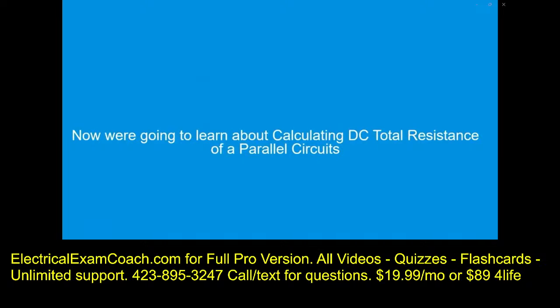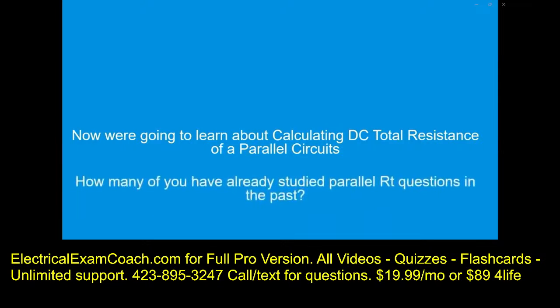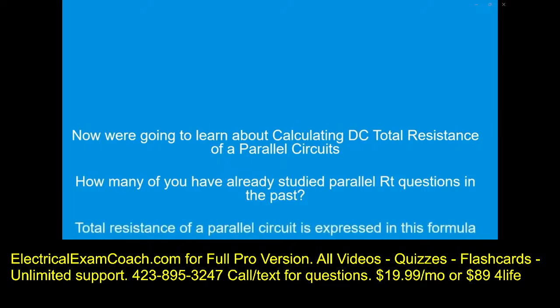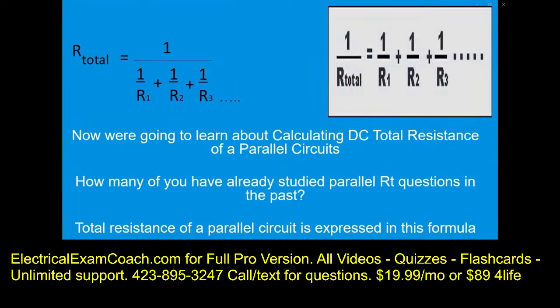We're also going to learn about calculating voltage drop across an individual resistor in a parallel circuit. How many of you have already studied parallel RT questions in the past? The total resistance of a parallel circuit is expressed in this formula. R total is equal to the reciprocal of R1 plus the reciprocal of R2 plus the reciprocal of R3, and so on and so forth. To get the reciprocal of a number, you will just divide that number up into 1. What we're going to do is first get the reciprocal of each resistor, then take the reciprocal of that number, and that is going to give us the resistance total. This is another way to look at the formula.